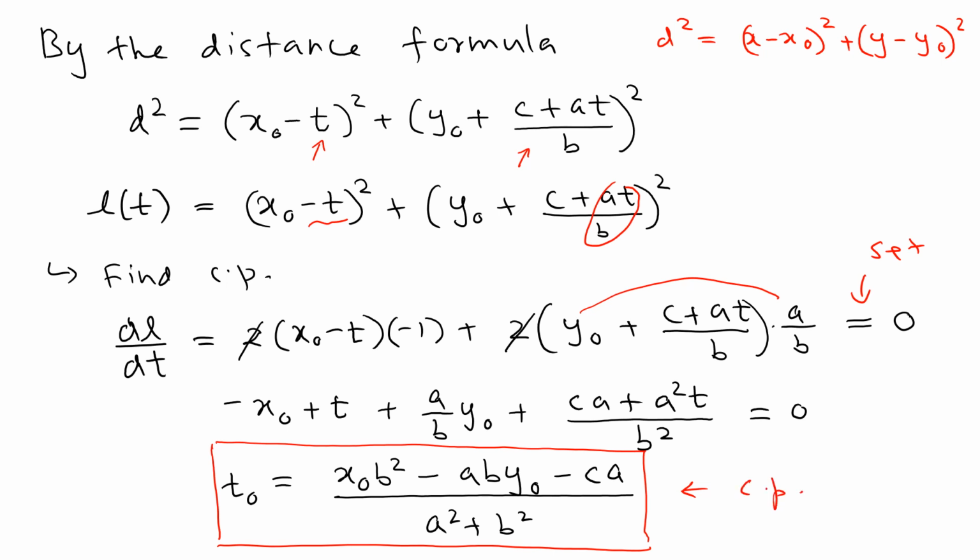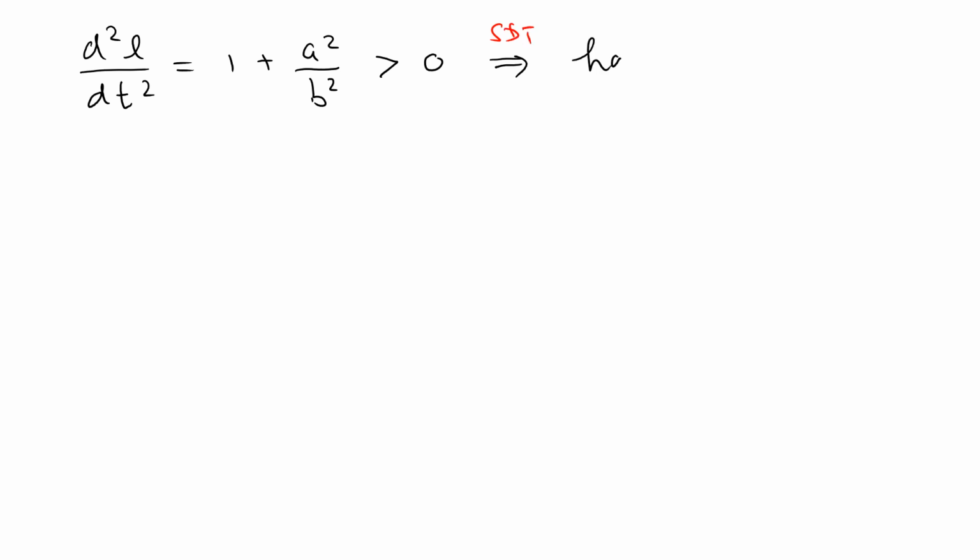Now you can actually show that that's a critical point by looking at the second derivative. The second derivative, d squared L over dt squared, is 1 plus a squared over b squared. We know these are all positive, so this should be greater than 0. By the second derivative test, it has a minimum. So this problem is automatically a minimum problem.